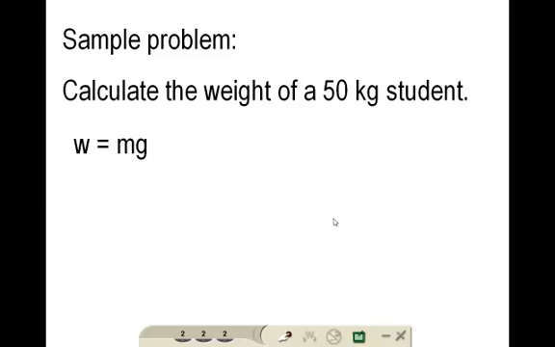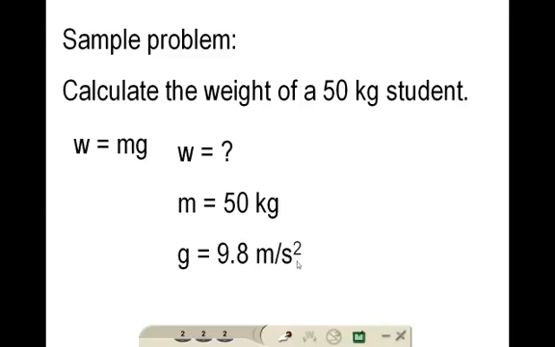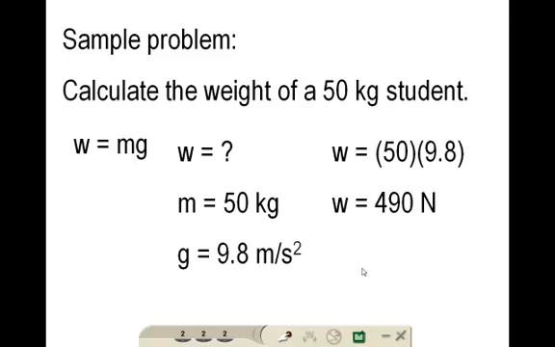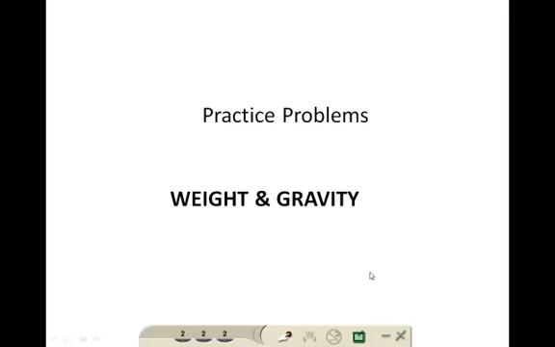Okay, so there it is again. Weight equals mass times gravity. My givens, my substitutions, and 490. Now you guys are going to do some practice problems on calculating weight from mass and gravity.